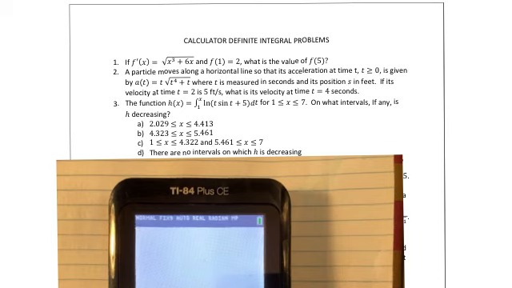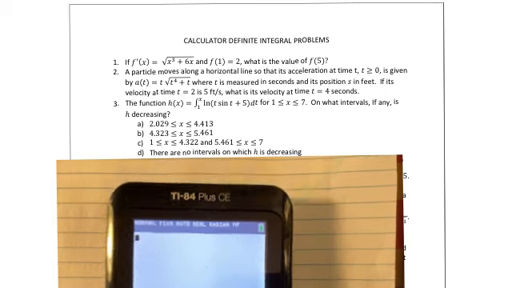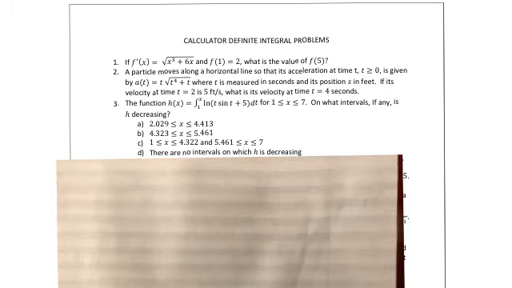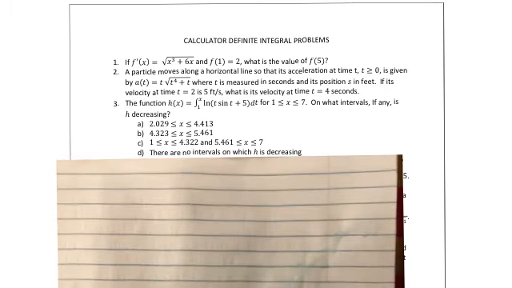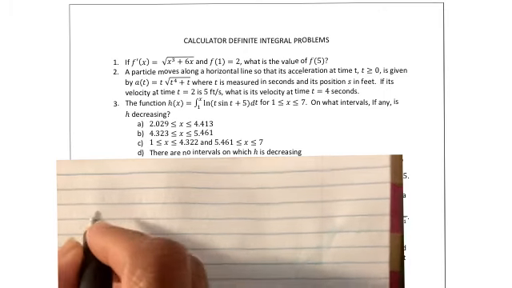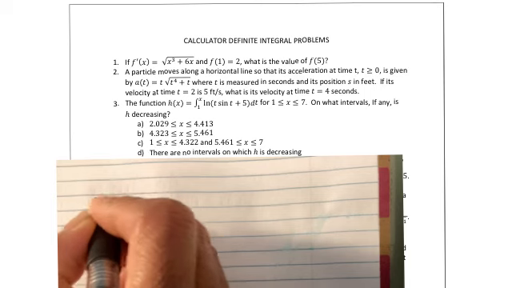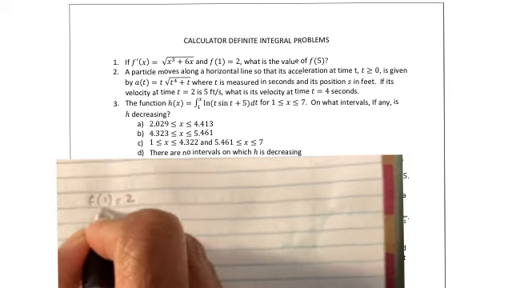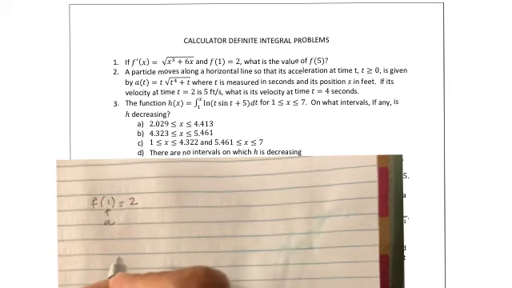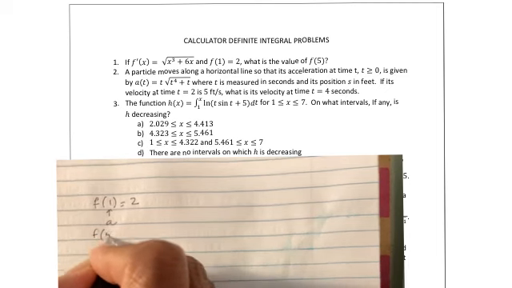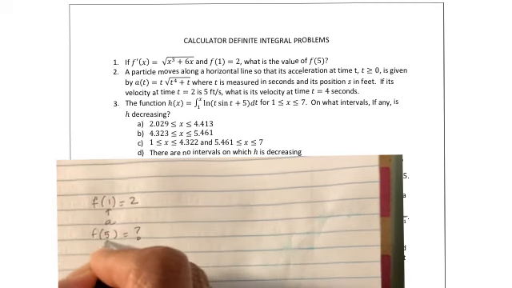your calculator. So the first one says if f prime of x is equal to the square root of x cubed plus 6x, and f of 1 is equal to 2, what is the value of f of 5, right? So here we're going to use our net change theorem. And the net change theorem, of course, says that you got to think of the f of 1 equals 2. You want to think of this as your a, and you're being asked for f of 5, right? So this is going to be our b.